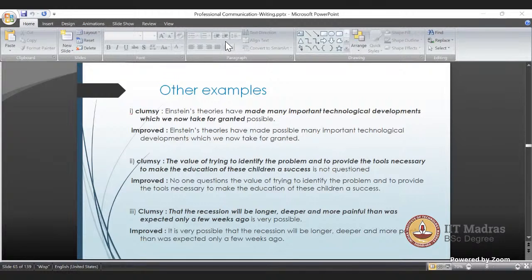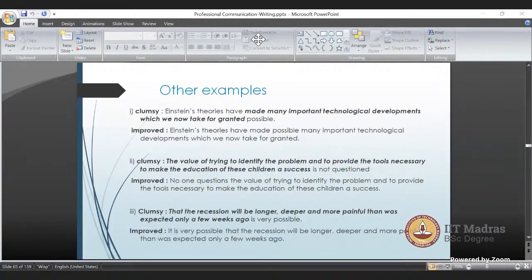Many important techniques have been made possible only by Einstein's theory. Okay, there's Navid. He has reversed the position. What he did is he pushed the verb towards the end, after Einstein's theory. He used the end weight, not the end focus method, for emphasis. Okay, you can take that. But anyone else, Shweshta? Einstein's theories, which we now take for granted, have made many. Okay.